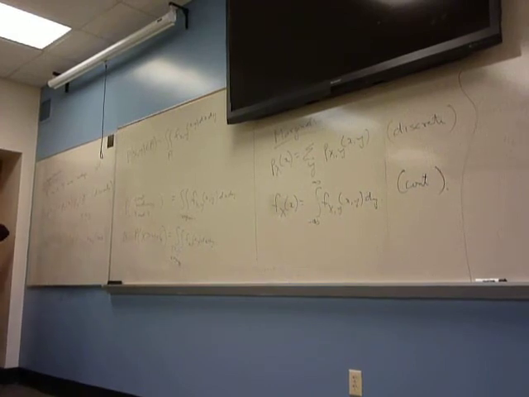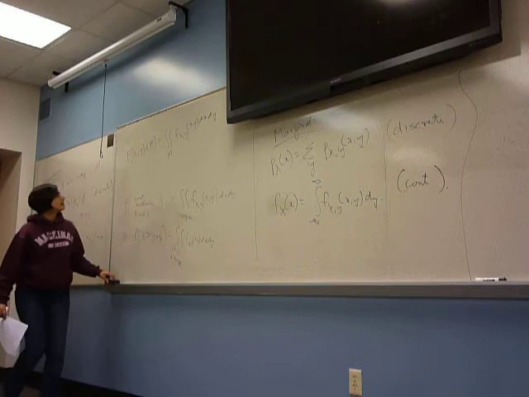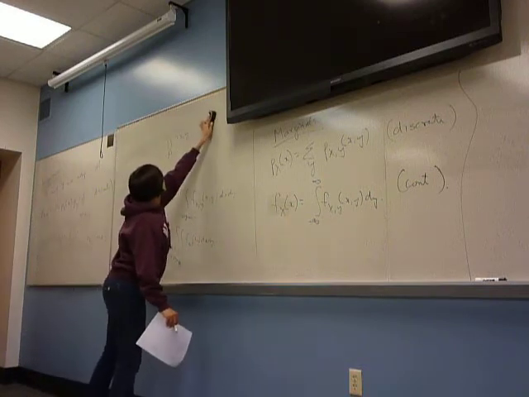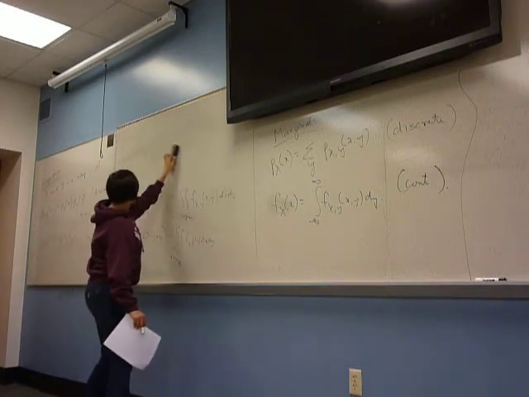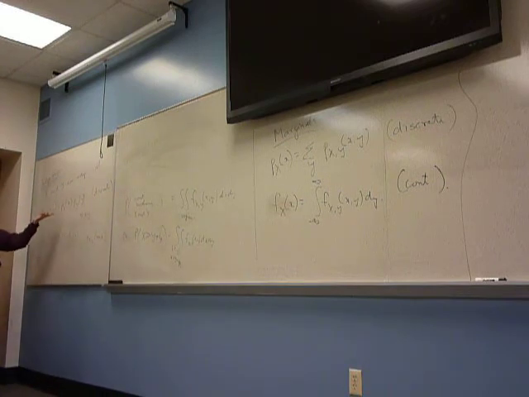So that's when you're talking about independence. If they're independent, the joint probability mass function or joint density function is just the product of the individual ones. So if you want to prove that something is not independent, all you need to show is that this is not satisfied for some x and y.